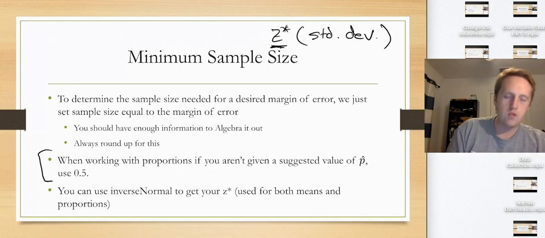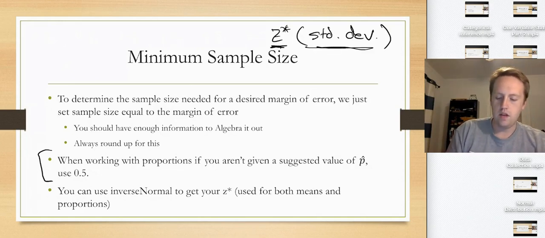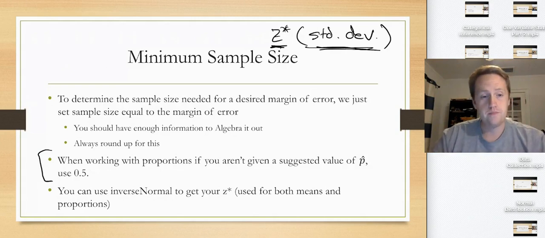The z star comes from inverse norm. This is from the formulas that are on your formula sheet.